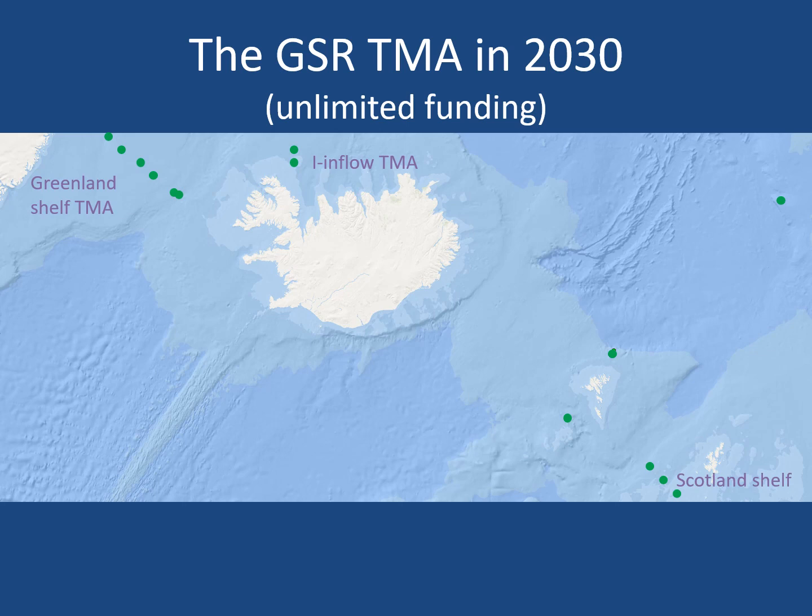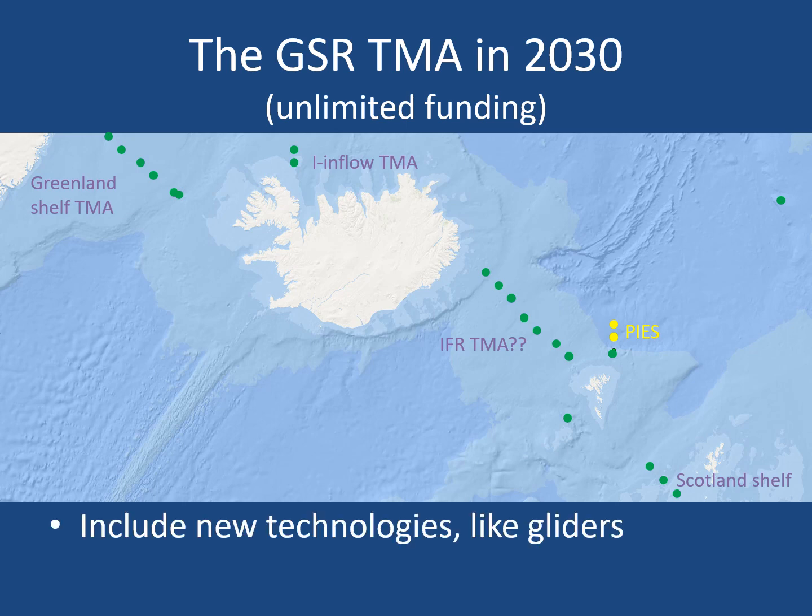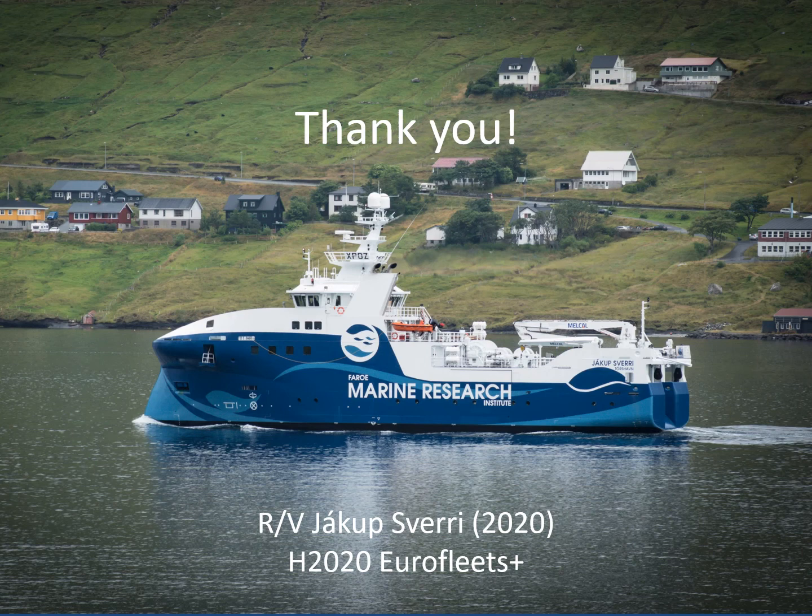When it comes to the Iceland-Faroe inflow, we could perhaps deploy a lot of moorings along the ridge itself, but maybe that's too much. But certainly I would hope that we would have our suggestions with ADCP and PIES moorings along the transect north of Faroes. Also, I hope we can include new technologies like gliders, and also that we measure more essential ocean variables, for example, from gliders. Thank you for your attention.